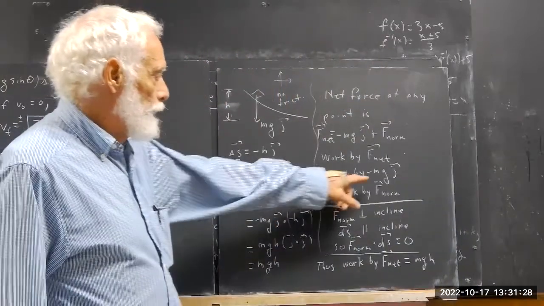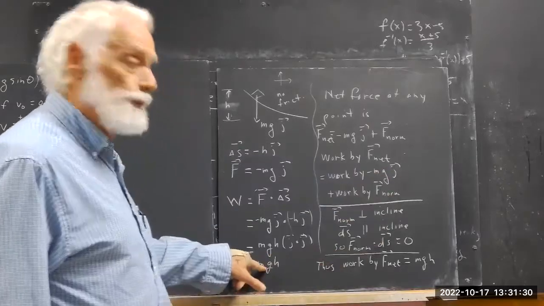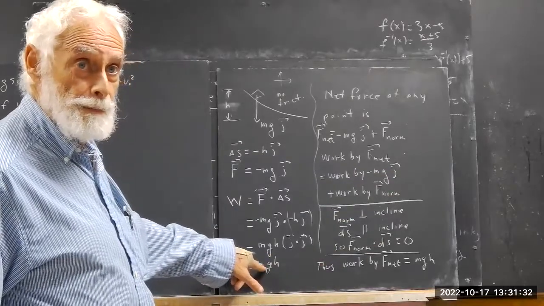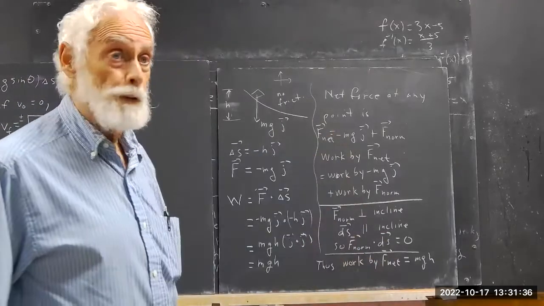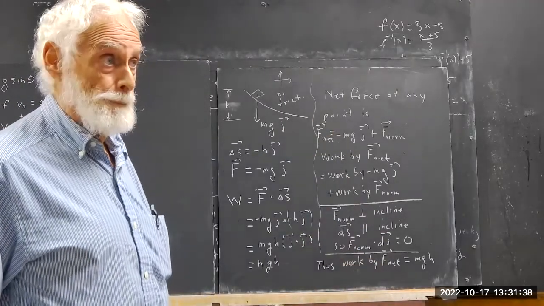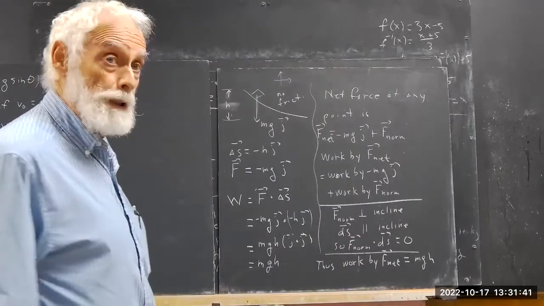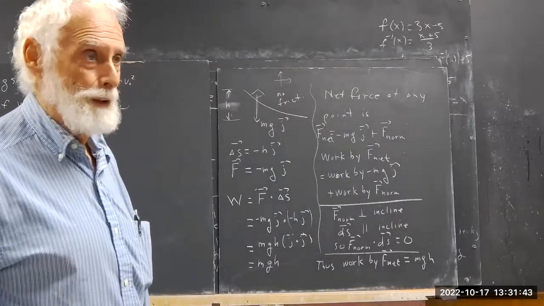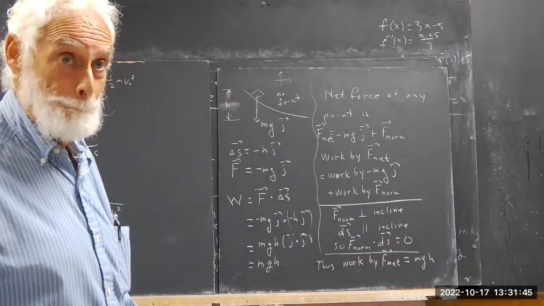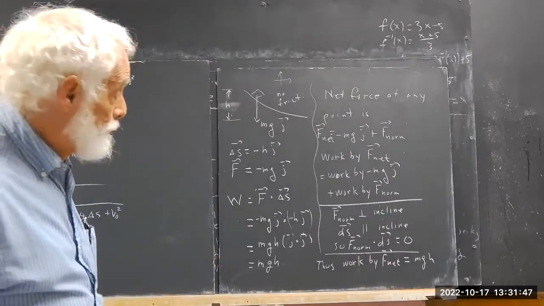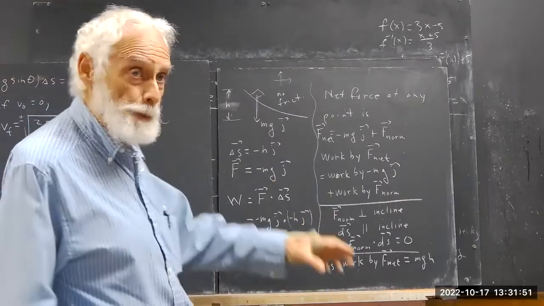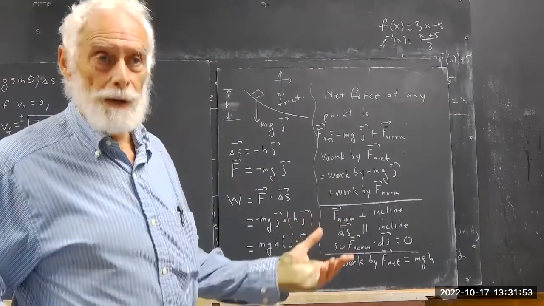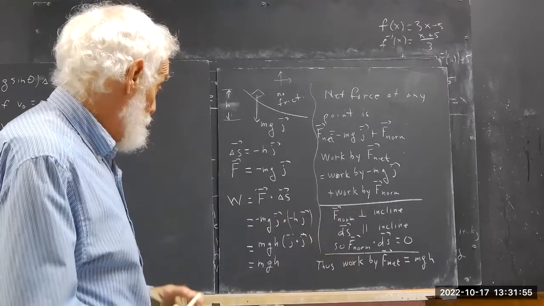Well, the work by F, and that's the work by our negative mgj, which we just calculated to be mgh. We just put these ideas together, not difficult ideas at all. If you understand dot products, certainly you need to understand dot products, okay? They're simple. But you have to remember what they are, remember how to calculate them from the components or from the angle, from the vectors.